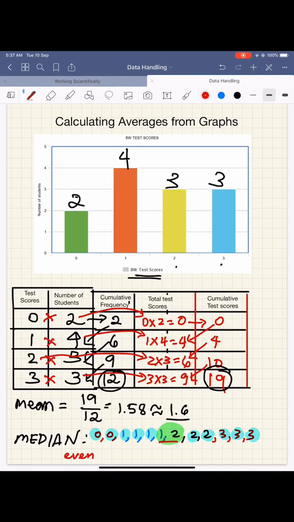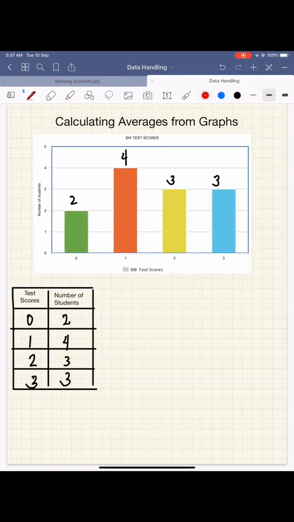So it's going to be 1 plus 2 divided by 2. So 3 divided by 2 equals 1.5. So the median is 1.5. Okay? So now let's look at the short way. This is looking for the median, the short way. We did the long way on the other side. Now let's look at the short way.